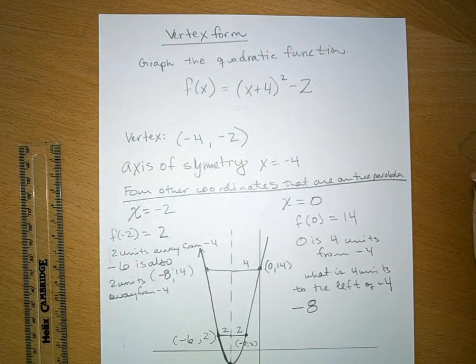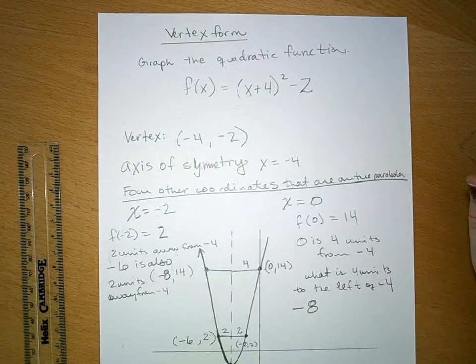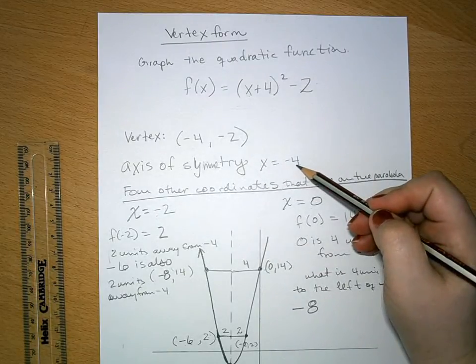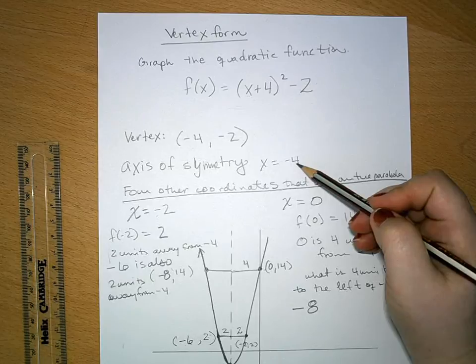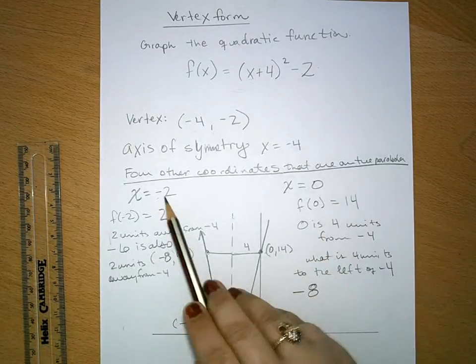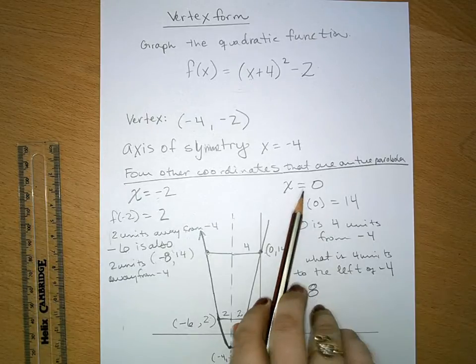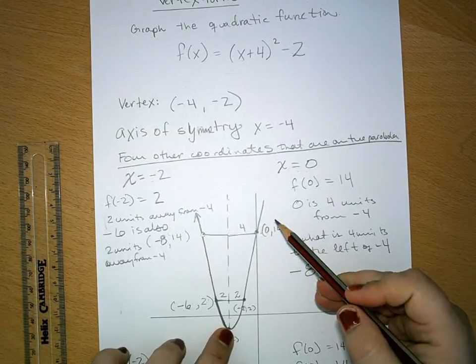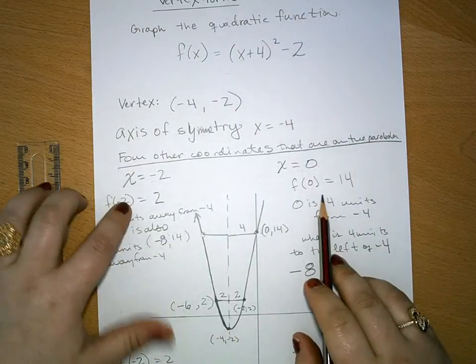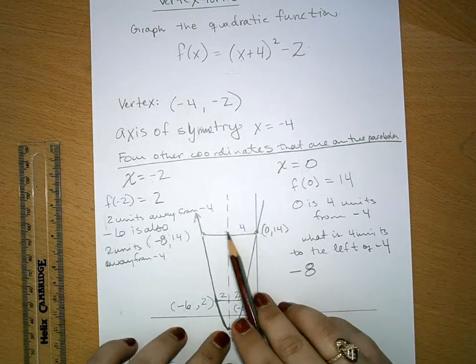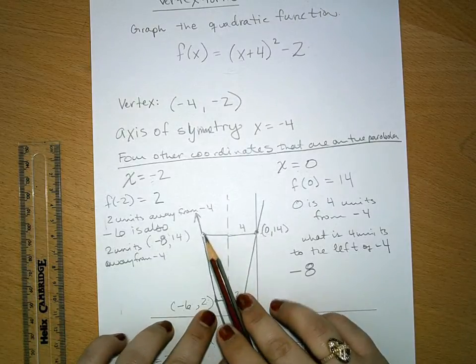So again, looking at vertex form, when graphing it, you can find the vertex first, then the axis of symmetry is the vertical line through the vertex, drawn by the dotted line. Choose 2 x values on one side of the axis of symmetry. Find the outputs, then use the axis of symmetry to find the points to the left.